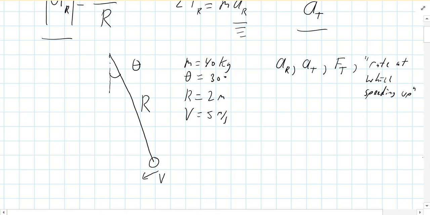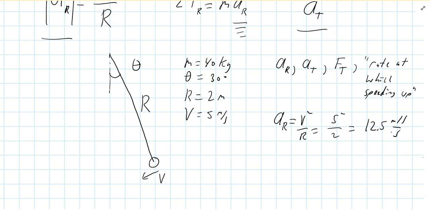All right, so let's start with how you solve all these problems. Well, a r we can calculate right now. a r is simply v squared over r, and that is 5 squared over 2, which is 25 over 2, which is 12.5 meters per second squared, which is a little more than gravity. Gravity is 9.8, so we're about 27% more than gravity here. That's the easy one, so we check that off our list.